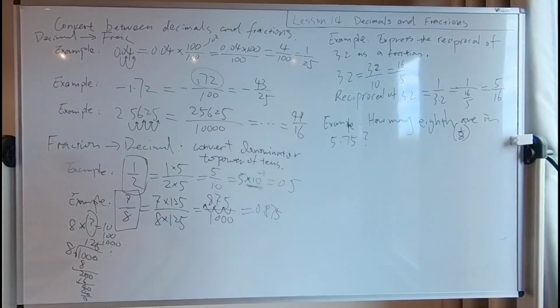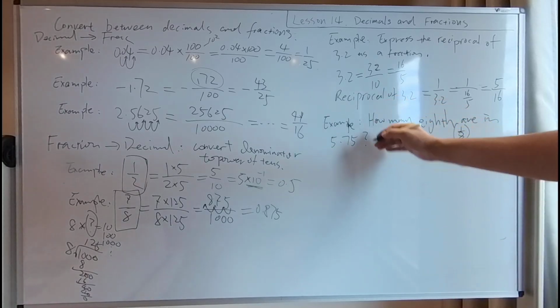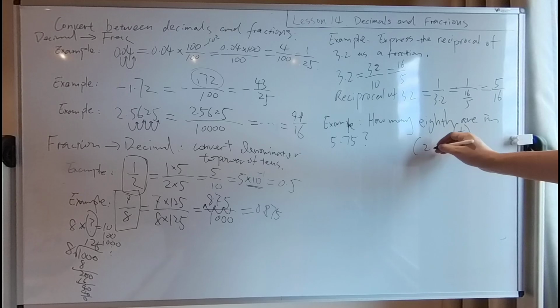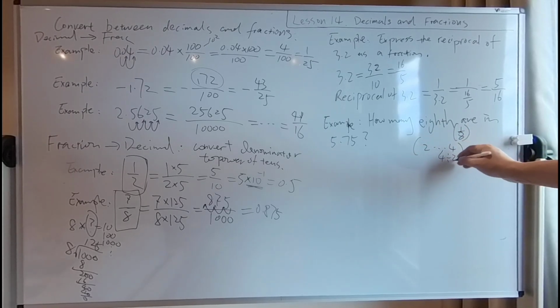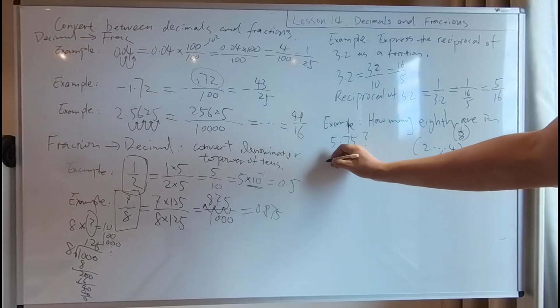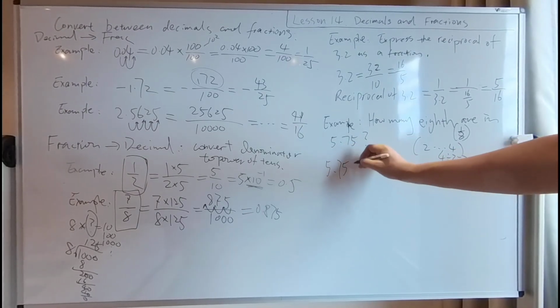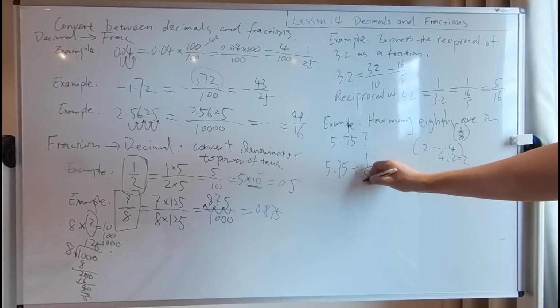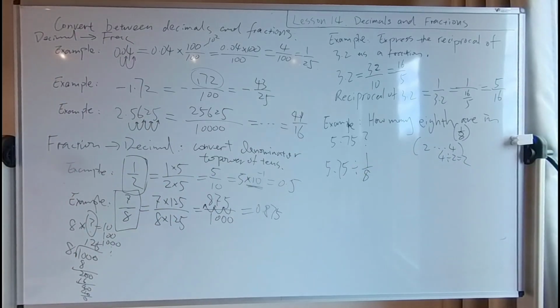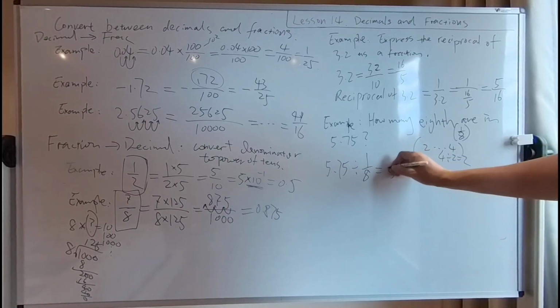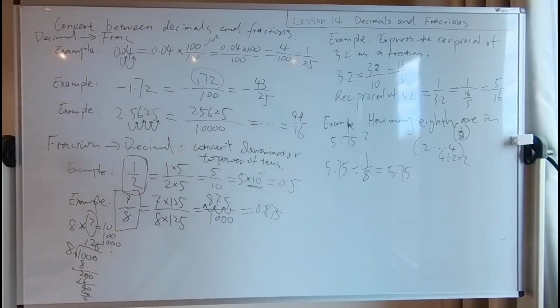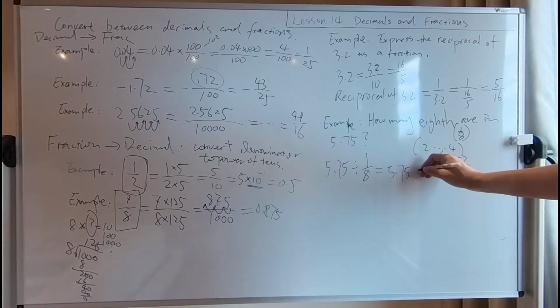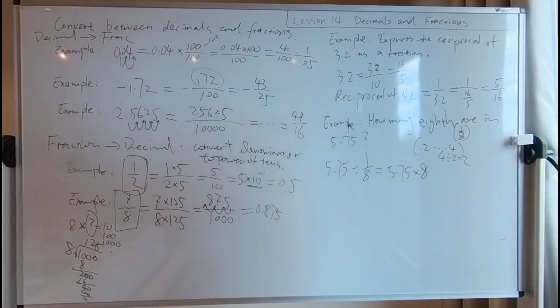So this would be asking you, for example, let's show a simpler example. How many 2's are there in the number 4? There are 2 2's because 4 divided by 2 is 2, right? So essentially, the question is just asking what's the result of 5.75 divided by 1 over 8. So this divided by 1 over 8 would be equivalent to multiplying by 8.